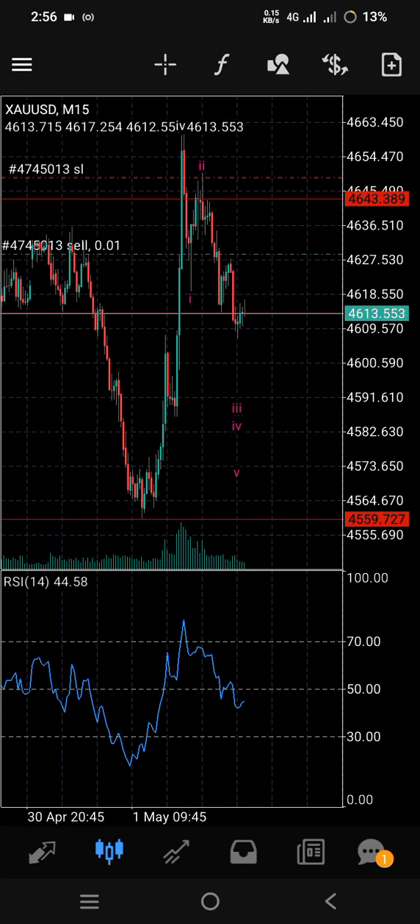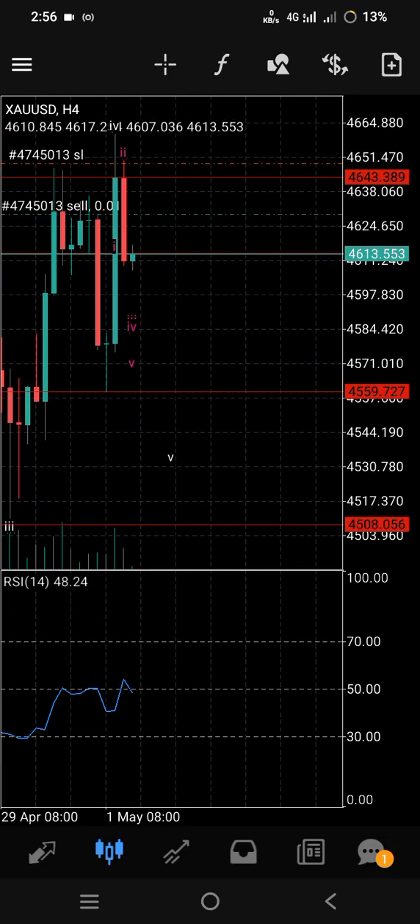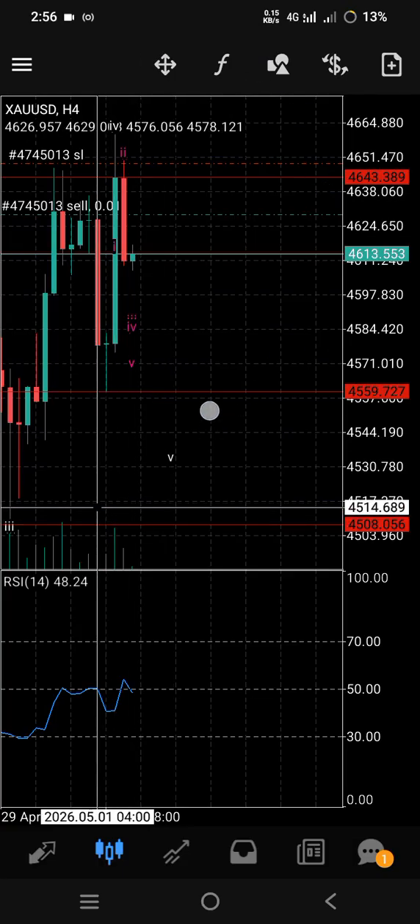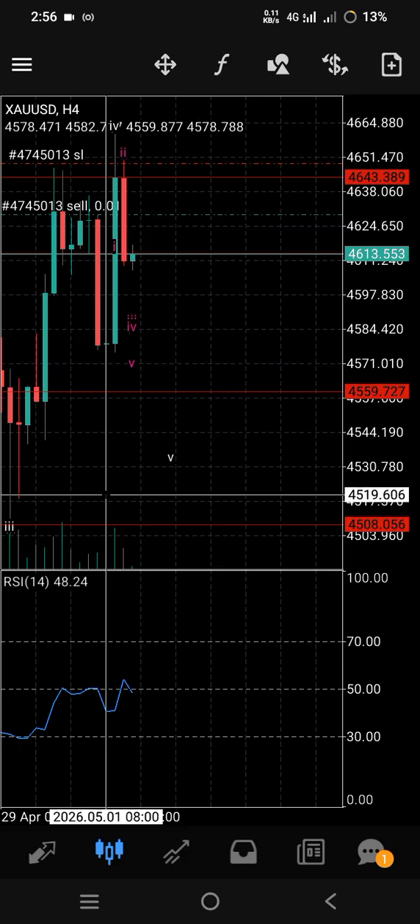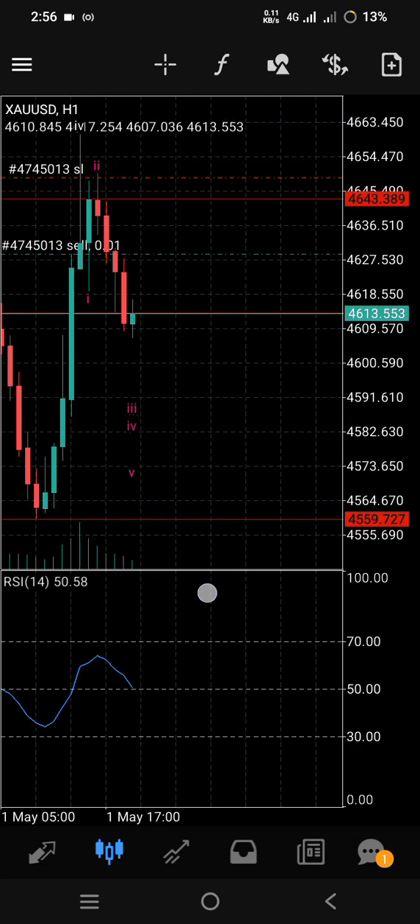So the push for the bullish scenario is going to be invalidated at this level, which is 4559.77 on my chart. On yours, it's probably going to be different for different brokers. So 4559.77. So yeah, that's it for now.